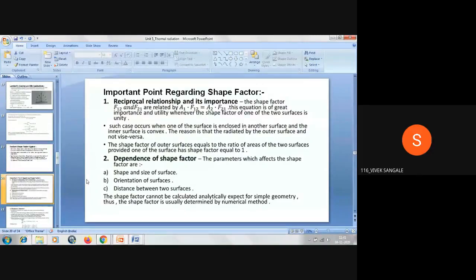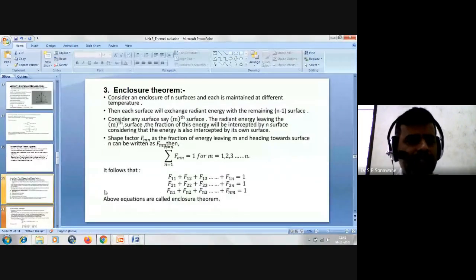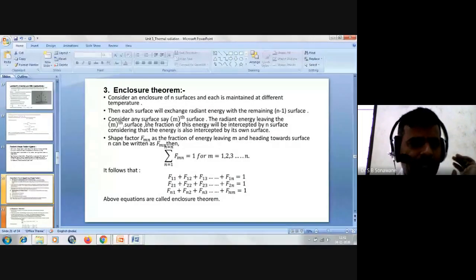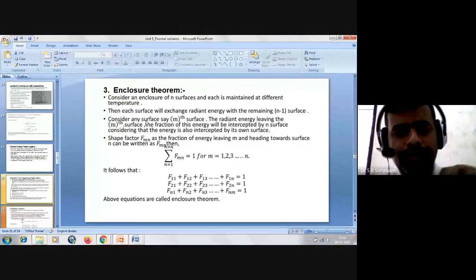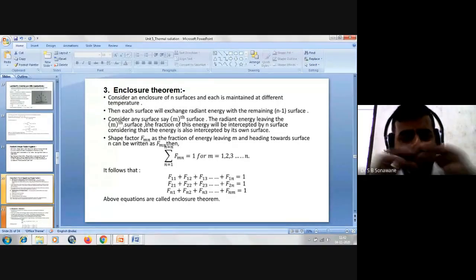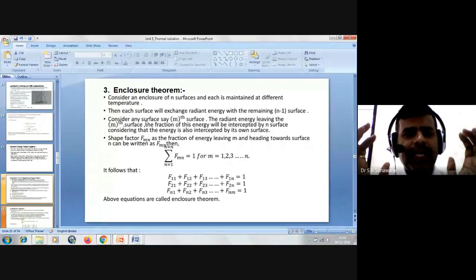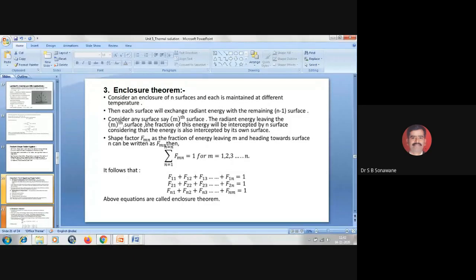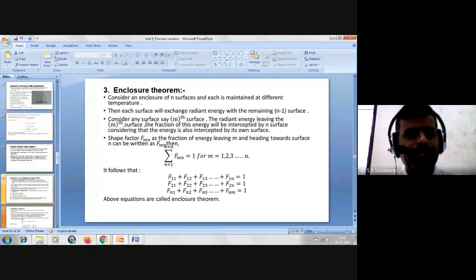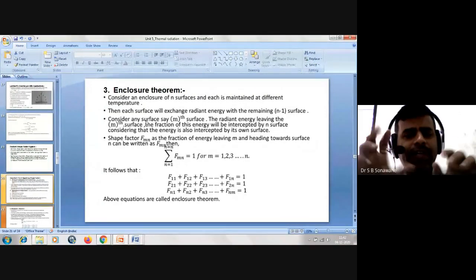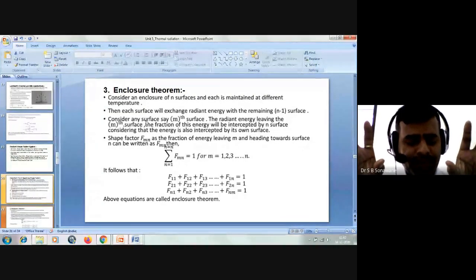Now, yes, sir. Now the next theorem, which is the enclosure theorem. Now, suppose n number of surfaces, in our experimental setup, there is an enclosure, and in that enclosure we have two circular plates.